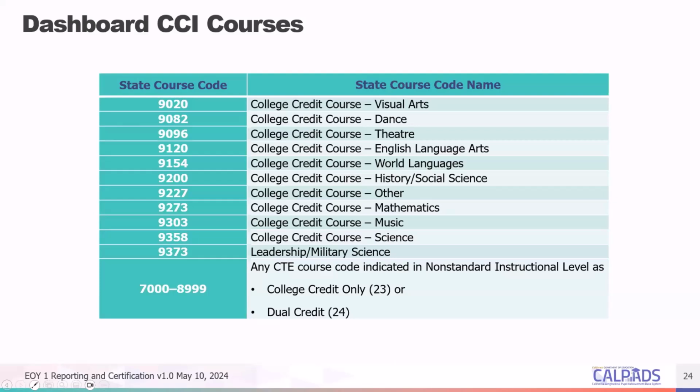The College and Career Indicator looks in particular at state course codes that are in the 9,000 series or 9,000 range to indicate college level courses. And then again, courses in the 7,000 to 8,999 range to indicate CTE courses. And particularly relevant to the CCI are CRSC records and SCSC records that use state course codes in the 7,000 to 8,999 range, and a course instructional level code of either 23 or 24.